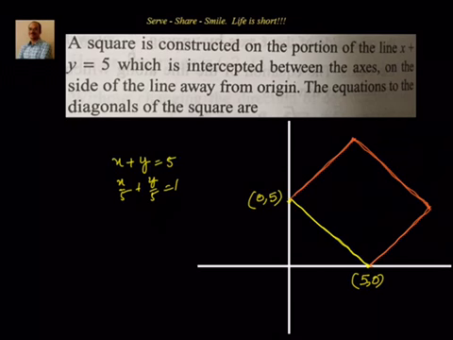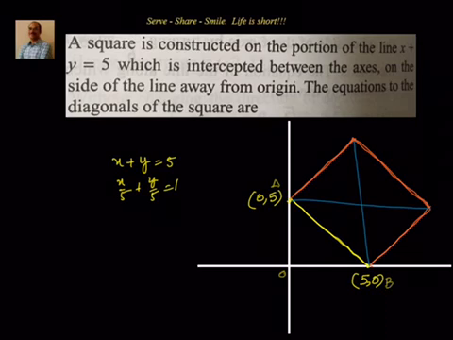Now we have to find the equations of the diagonals of the square. So let's join the diagonals. That's one diagonal I have, and this is another diagonal I have. These are the two diagonals. Now let's say that this point is O, this is A, and this is B.